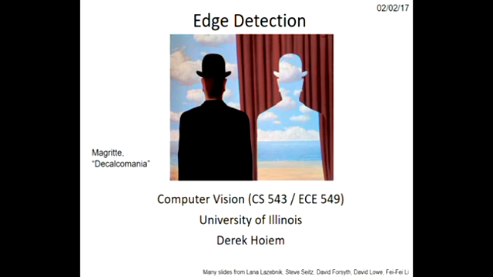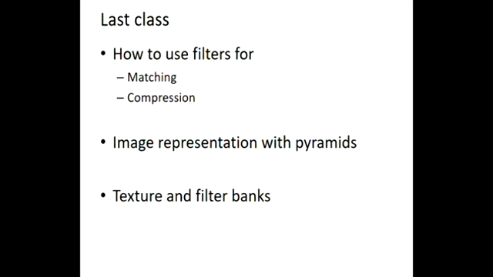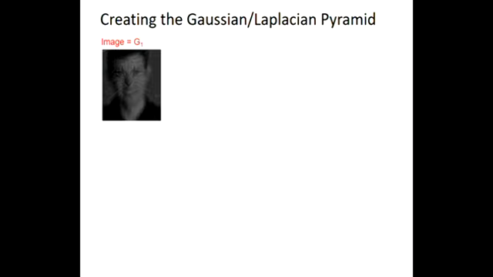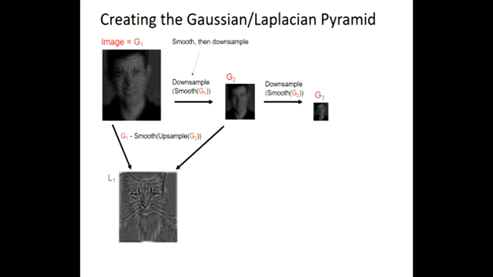Okay, so today we're talking about edge detection. Last class we talked about how to use filters for matching and compression, image representation with pyramids, and texture and filter banks. I just wanted to review a couple things that I've gotten a lot of questions about.